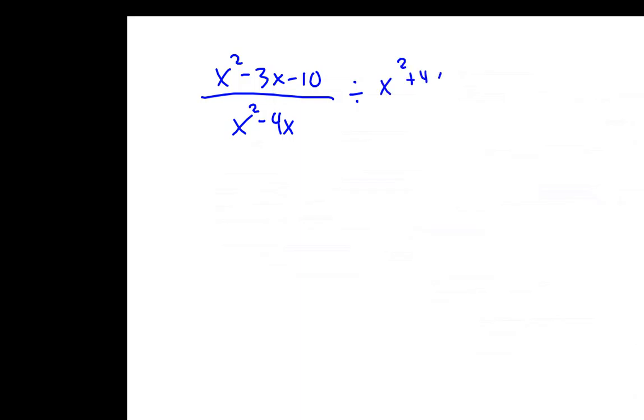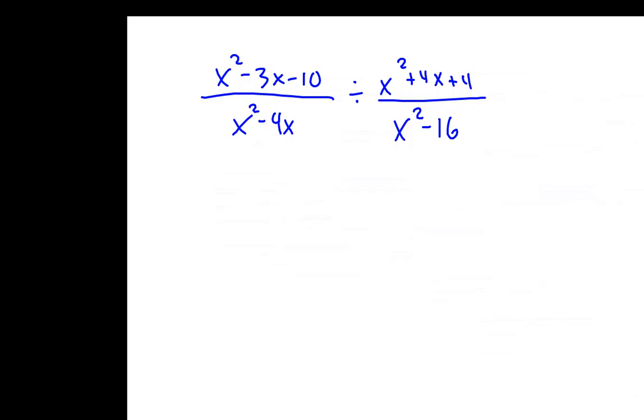Copy this one down. x squared minus 3x minus 10 over x squared minus 4x, divided by x squared plus 4x plus 4 all over x squared minus 16. All right. There are two extra things we have to do when it's a division problem.